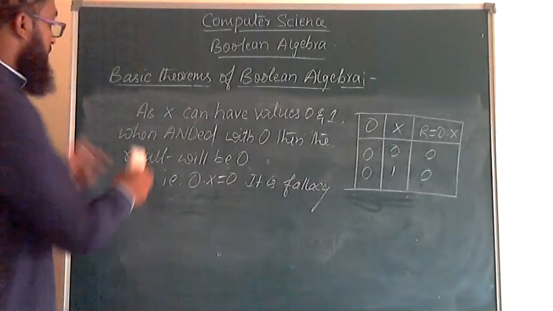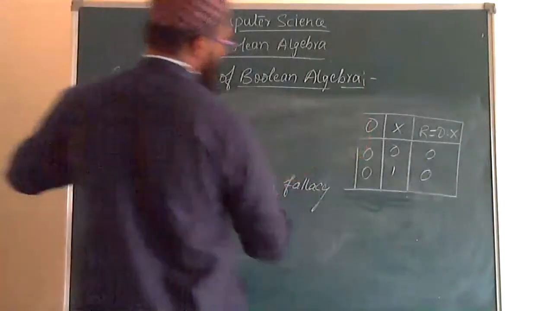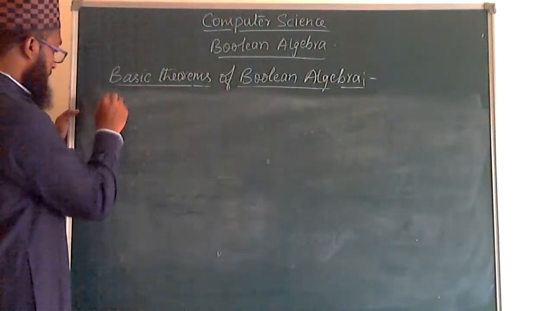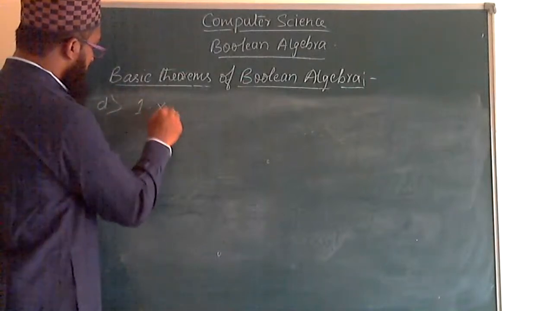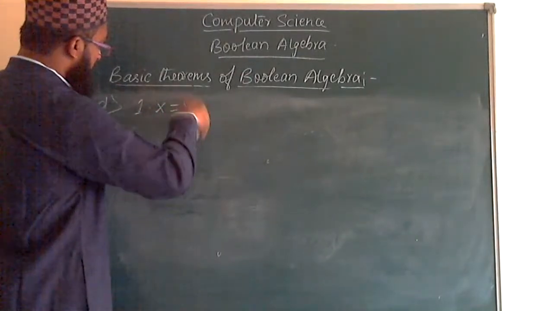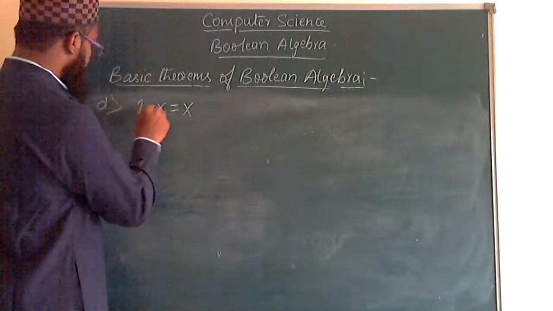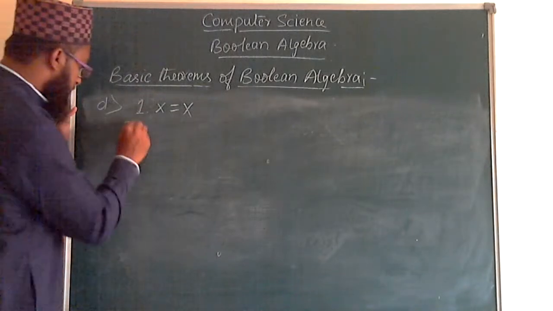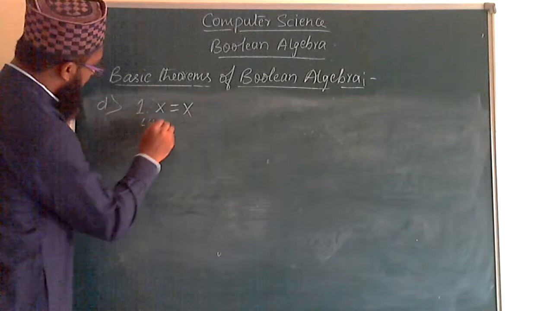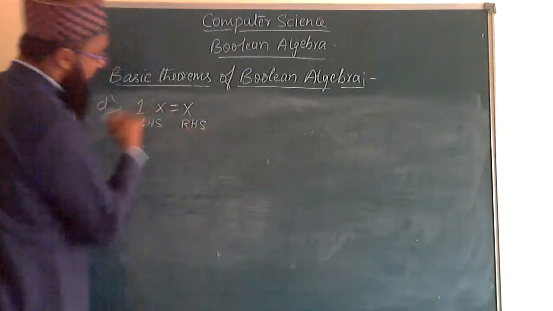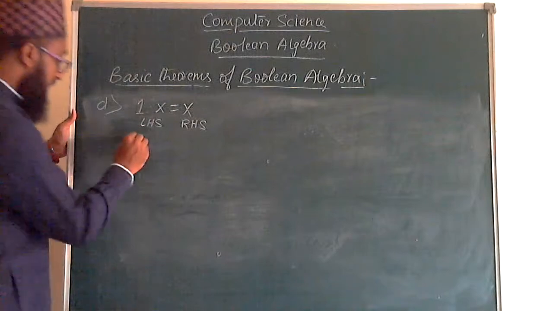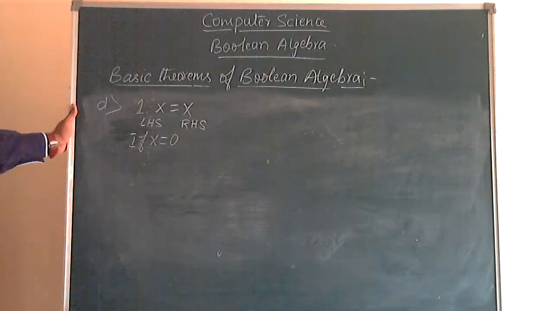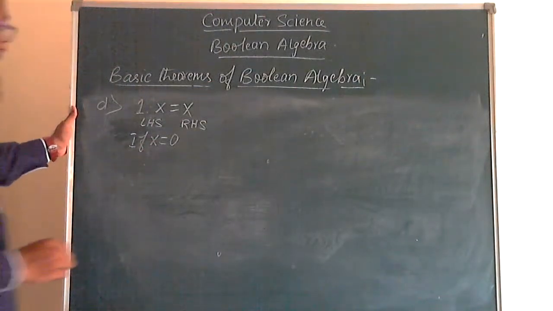And the last one is 1 into x, which is equal to x. See here, this one is the left hand side and this one is the right hand side. First we will take x is equal to 0. x is equal to 0 here.